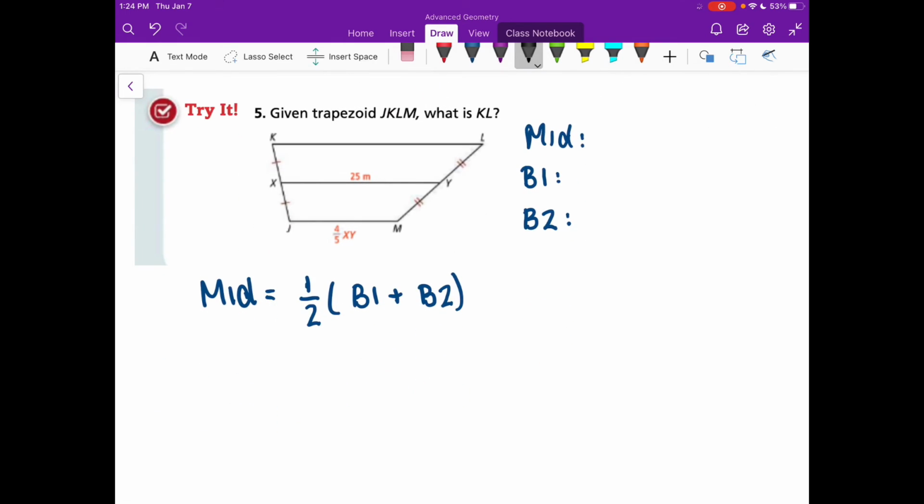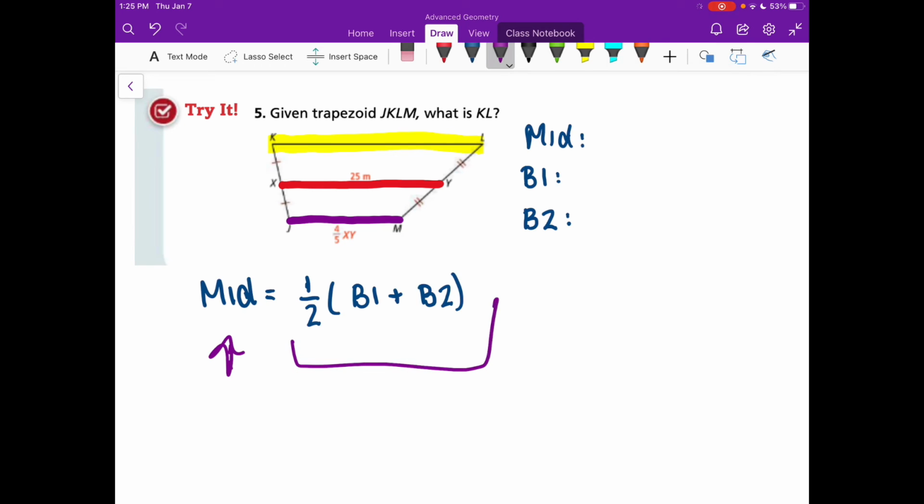So given this trapezoid JKLM, we want to know what KL is. So let's look at that. KL is actually part of the base. They give us the mid-segment and another part of the base. So when we're thinking about our formula that the mid-segment is equal to 1/2 base 1 plus base 2, we have enough information to figure out our missing part. Let's label what we know.